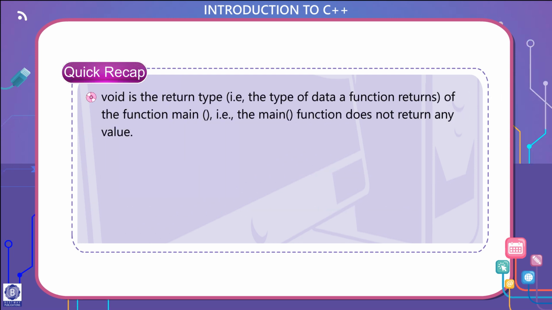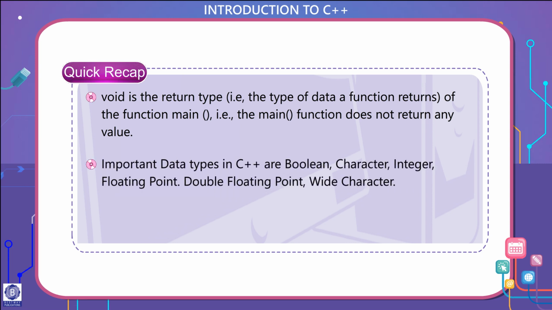Void is the return type, that is, the type of data a function returns, of the function main. That is, the main function does not return any value. Important data types in C++ are Boolean, character, integer, floating point, double floating point, and wide character.